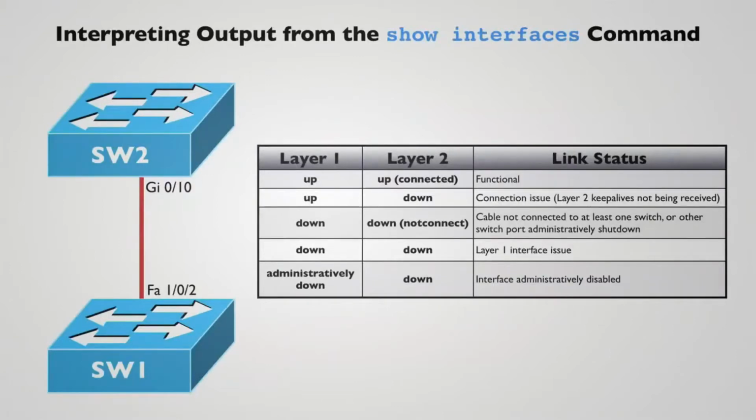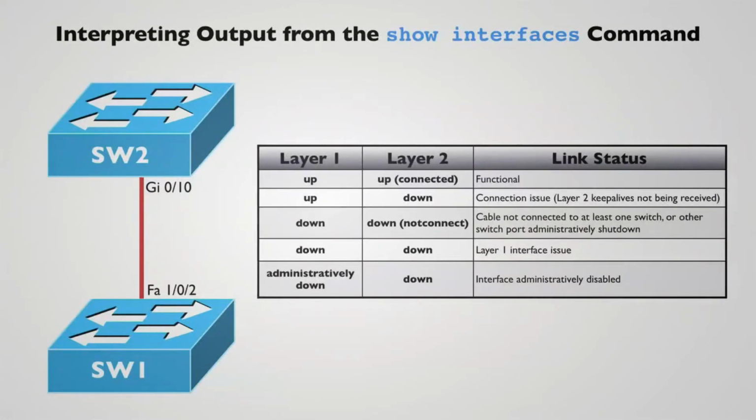If we're down, down, and that second down, the layer 2 down, in parentheses says not connect, that's telling us that something's not plugged in. Maybe our side of the cable plugged into our switch is not plugged in, or maybe the far end of the cable is not plugged into the far end switch. Or maybe the switches are connected physically, but the far end switch has that port at the far end of this link administratively shut down on the other switch. That's a possibility. If we're down, down, then that means that we're not happy at layer 1. We've got some sort of a layer 1 hardware, an interface issue.